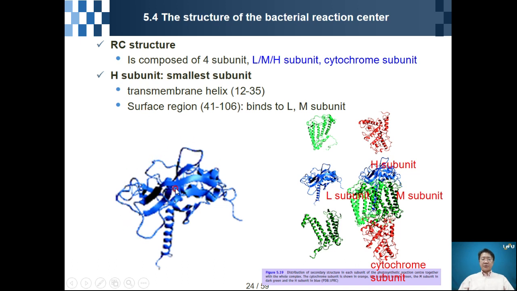It has a transmembrane helix. This is the membrane: the membrane is here and here. Since they have a transmembrane helix, we can expect lots of hydrophobic amino acids in this area. They also have a space area, and this space area binds to the L subunit and the M subunit.